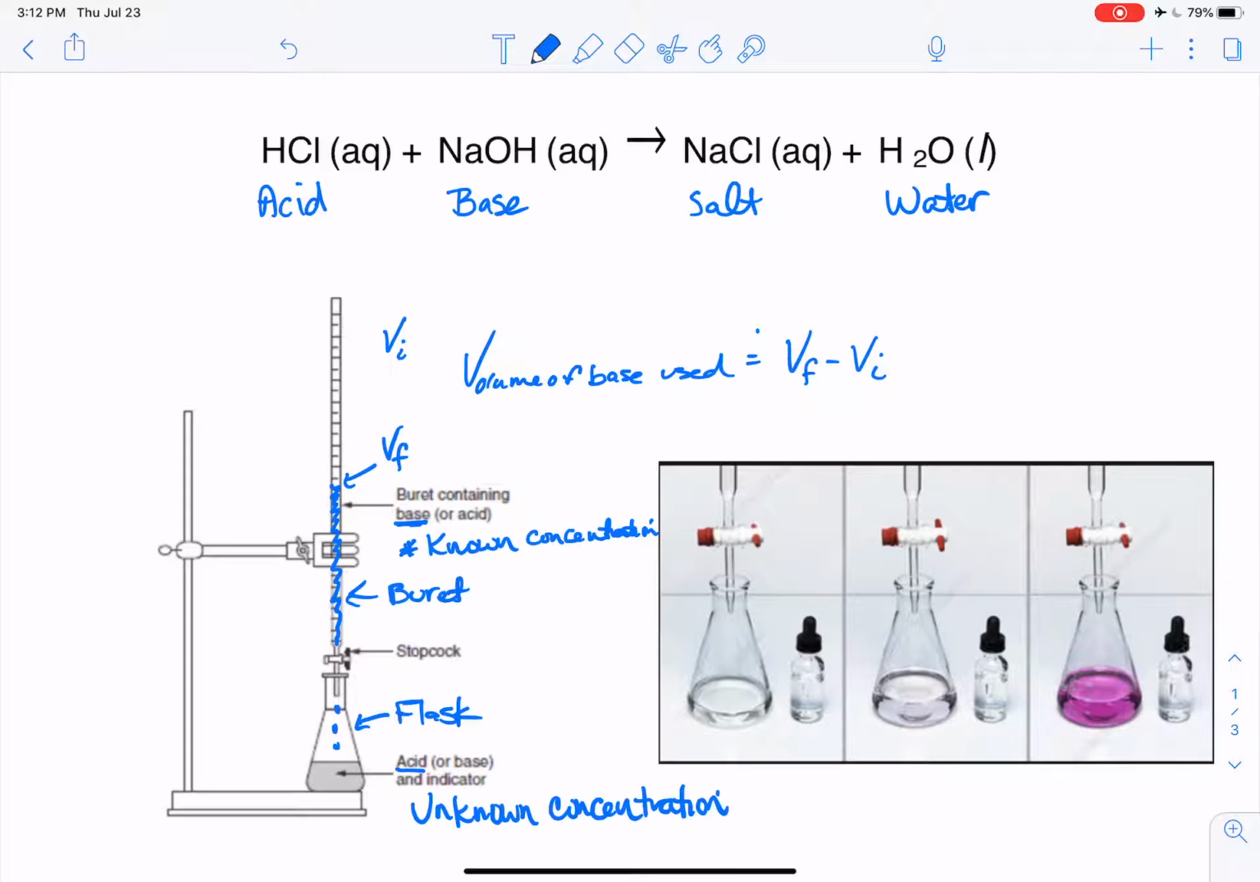Okay, now how do we know when we're done with a titration? Well, you're going to put this thing called an indicator in with the substance that you don't know the concentration of, and the indicator is going to change color and tell you when you're at the end point of your reaction. So for a strong acid and strong base, the end point is around a pH of 7. And if we use the indicator phenolphthalein, what we're looking for is the slightest pink that we've ever seen.